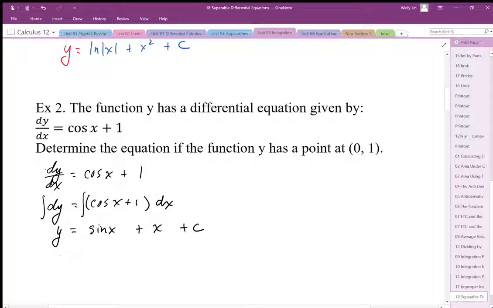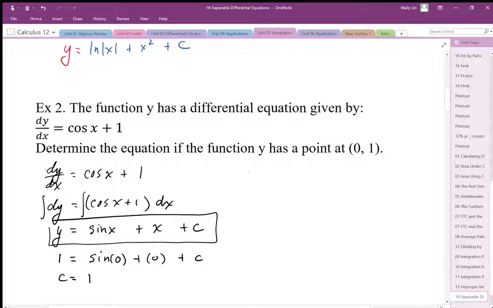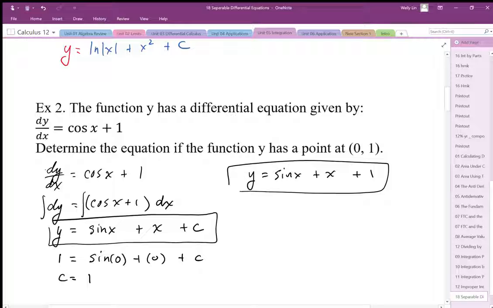So I'm going to plug in my y and x, and that allows me to solve for c. So c is equal to 1. So this is my general solution to this differential equation, and my specific solution that goes through that point is going to be y equals sine x plus 1. There's the specific solution that goes through that particular point.